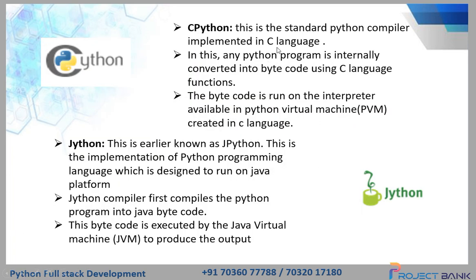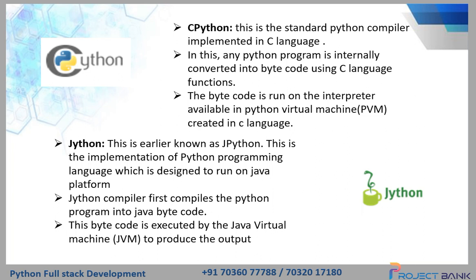As we already discussed, CPython is the standard Python compiler implemented in C language. In this, any Python program is internally converted into bytecode using C language functions. The bytecode is run on the interpreter available in the Python virtual machine created in C language. So the people who have good knowledge of C programming can easily migrate to Python with the help of CPython.